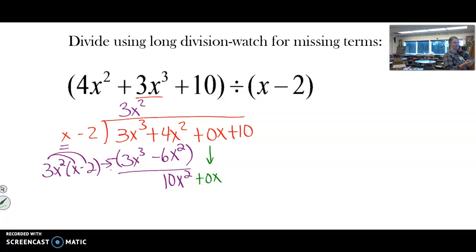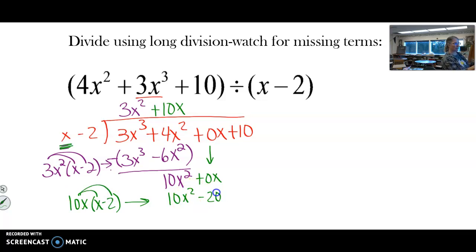All right, then the next thing we're going to do is drop down our 0x. Then you look at this x and this 10x squared, and figure out what you'd have to multiply x by to get 10x squared, which is 10x. And then I'm going to multiply the 10x times both terms of the divisor, and I'm going to write that right underneath the 10x squared plus 0x. So 10x times x is 10x squared, 10x times the negative 2 is minus 20x, and we subtract.